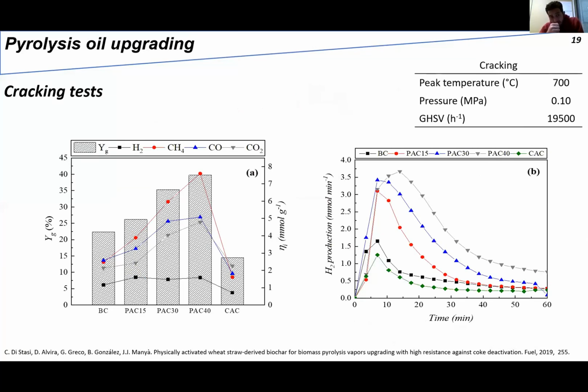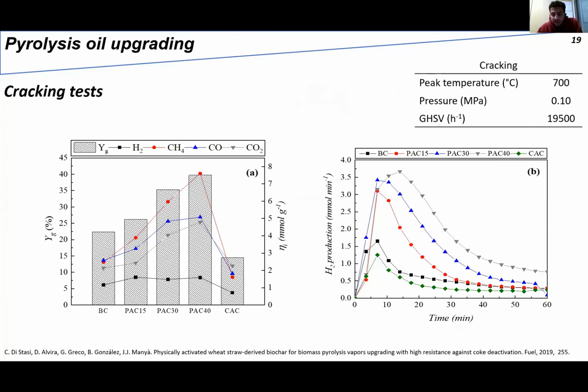And the first test we carried out was a cracking test. And we tested different biochars and activated biochars. BC is a non-activated biochar, and PAC 15, 30, and 40 are the activated biochars at different activation times, and CAC is the chemically activated biochar. As you can see, the best result was obtained for the physically activated biochar with the highest extent of gasification, so the one obtained after 40 minutes of activation.